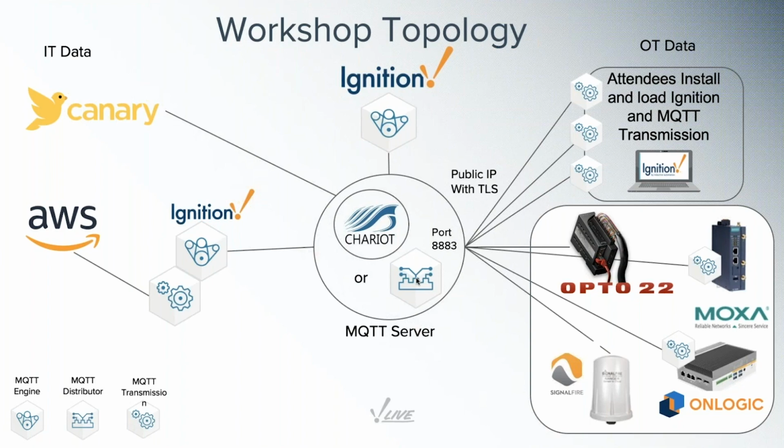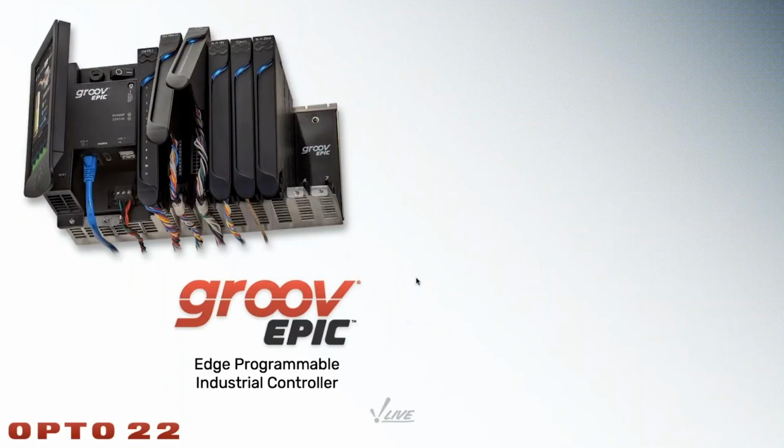So for those of you that have been following Opto for the past several years, you know that we launched a groov EPIC controller, and this, of course, is an edge programmable industrial controller. This is after a very close collaboration with both Inductive and Cirrus Link to develop a PLC that has a built-in HMI, built-in I/O, just a very powerful next generation PLC for the industrial automation marketplace and for IIoT. But that was released 2 years ago.